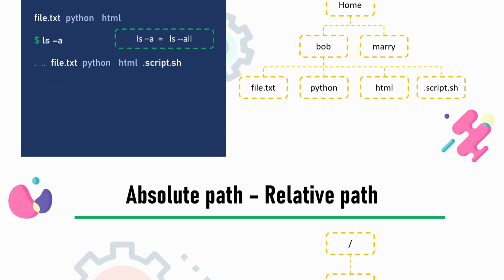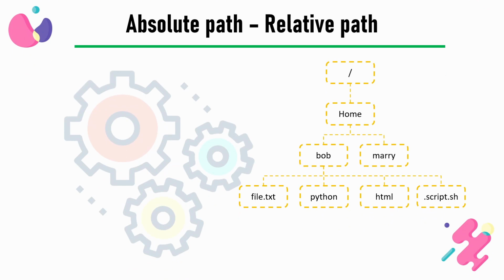So let's see now what is an absolute path and what is a relative path, and what are the differences between the two. First of all, you have to know that absolute paths and relative paths are two ways to specify the location of a file or a directory within a file system. An absolute path specifies the location of a file or a directory from the root directory of the file system.